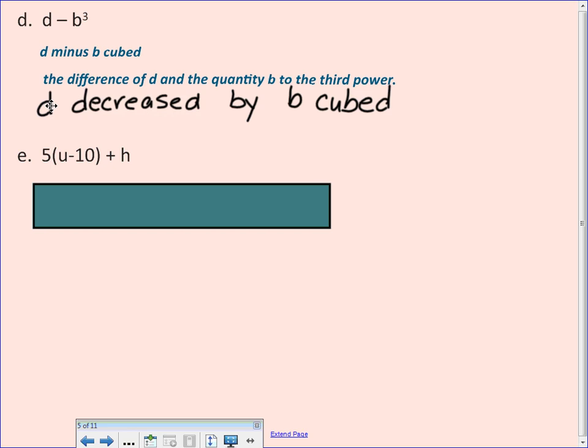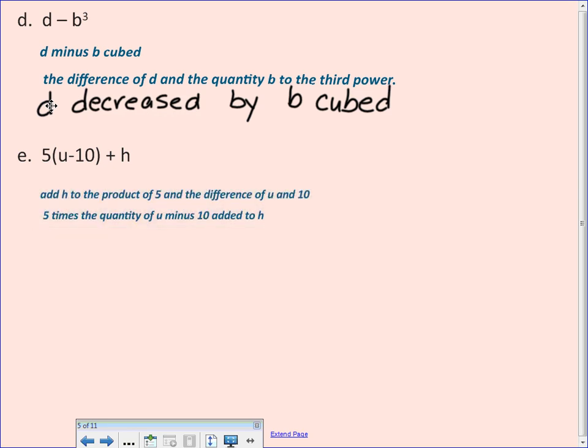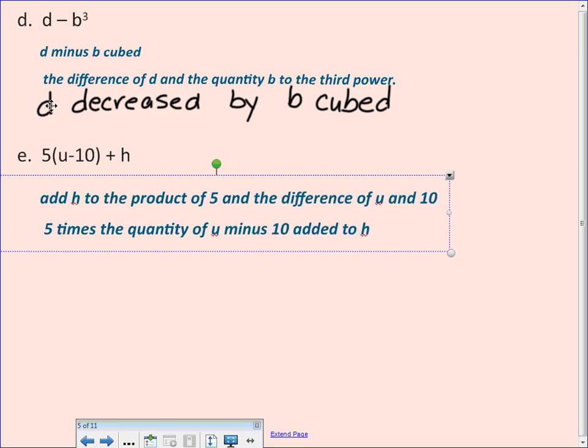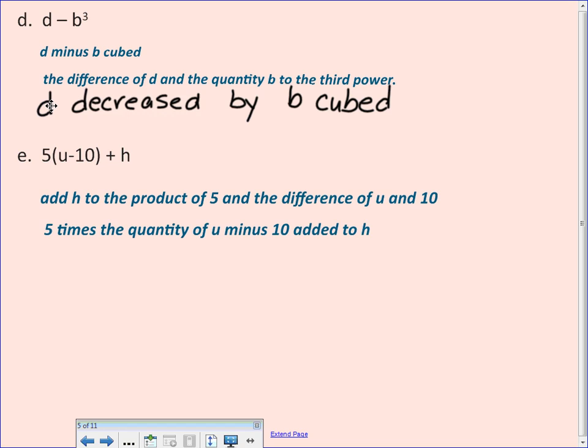Well, not 5 plus, 5 times the difference of U minus 10 added to H, or the difference of U and 10 multiplied by 5 added to H. There's lots of different possibilities. Okay, here are two more. Add H to the product of 5 and the difference of U and 10. 5 times the quantity of U minus 10 added to H. There are tons of combinations of possibilities.